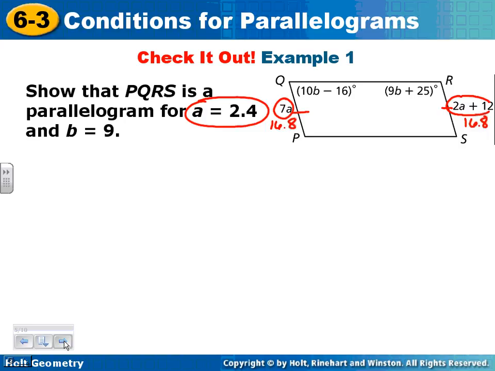And then let's plug in the B. B is 9. So this would be up here. If I do this one, I'll go to blue. 10 times 9 is 90, minus 16, 74. And then over here, 81 plus 25 would be 106.